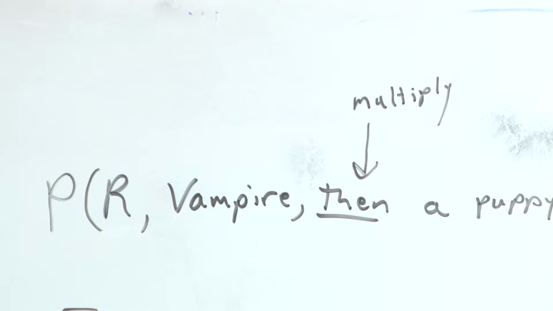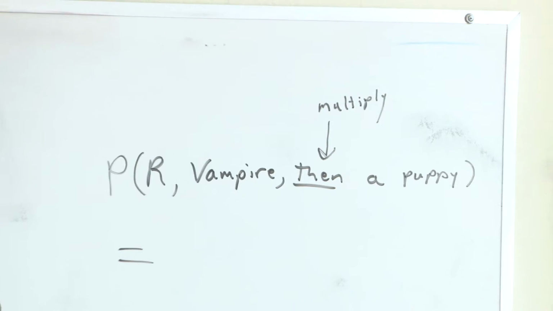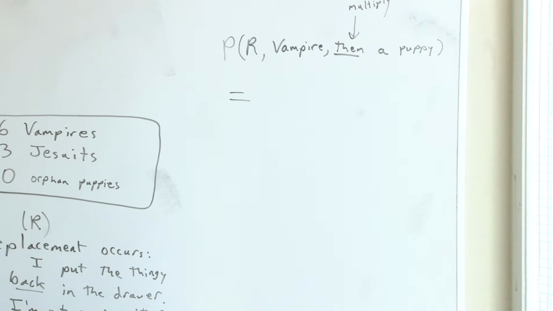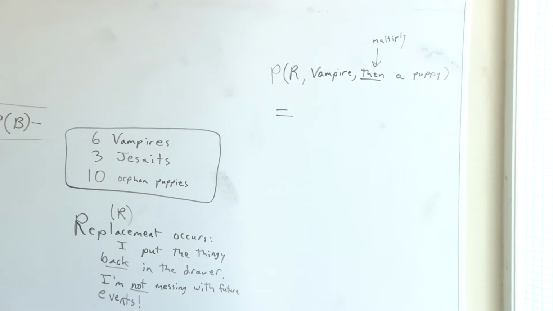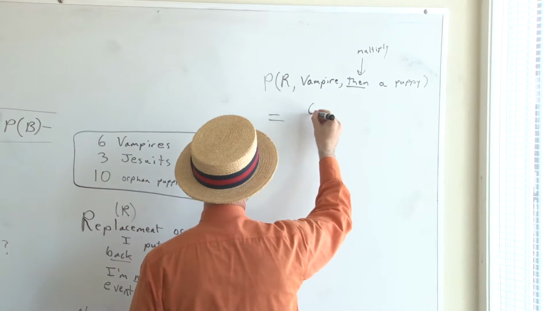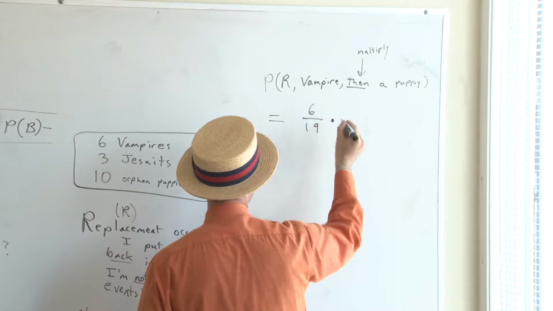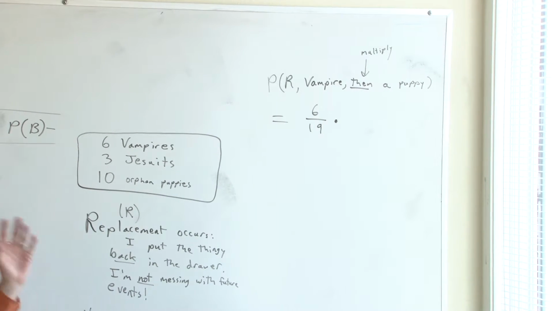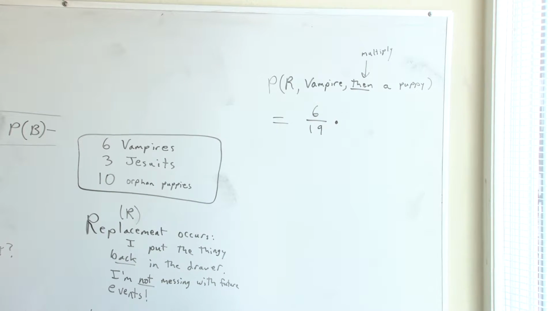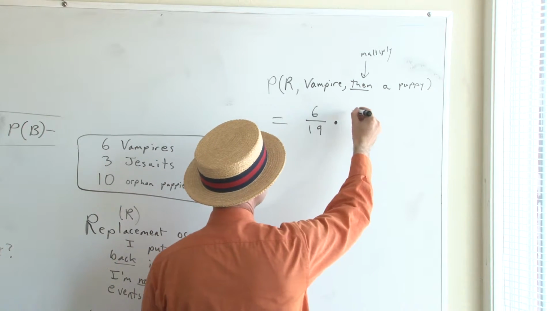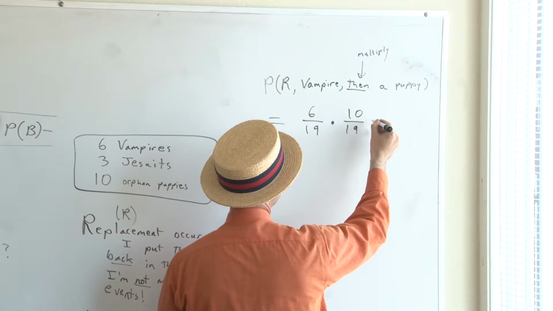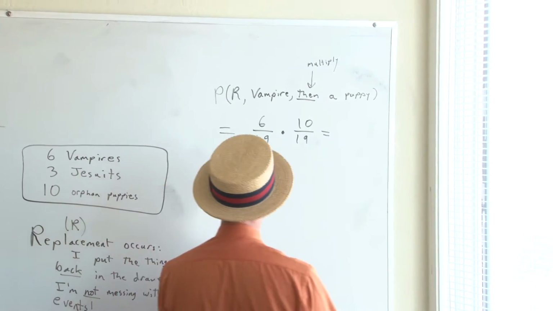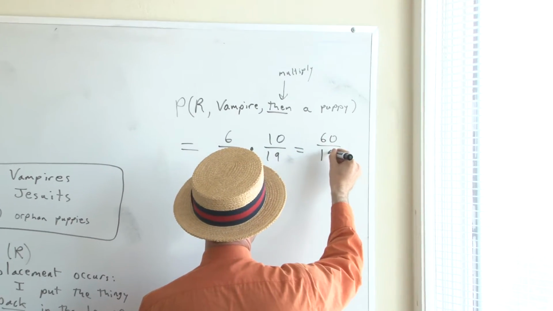So what's the probability that if replacement occurs, I get a vampire then a puppy? Well, what's my probability of pulling out a vampire the first time? 6 out of 19. Times, I replace the vampire, I put the vampire back in, so now what's the probability of getting a puppy? 10 out of 19. So my probability of having exactly this outcome occur, vampire then puppy with replacement, is 60 out of 19 squared.